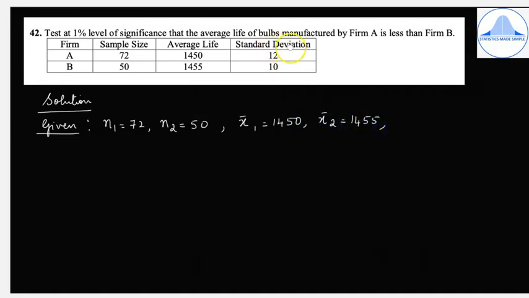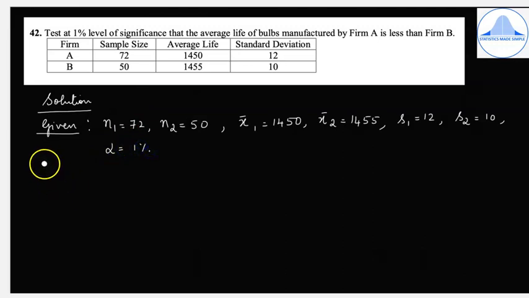Then they've said standard deviation. This is standard deviation of the sample. So the notation is very important. Otherwise, you will lose 1 mark if the notation is wrong. So standard deviation of the first sample is denoted by small s1, which is equal to 12. And similarly, s2 is the standard deviation of the second sample and it is equal to 10. Now, apart from these 6 values, they have given the level of significance as 1%. So it means alpha is equal to 1%.